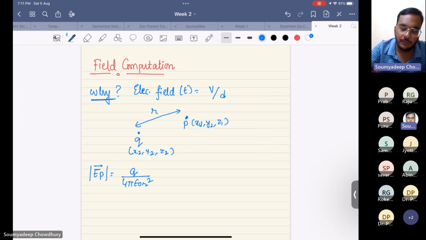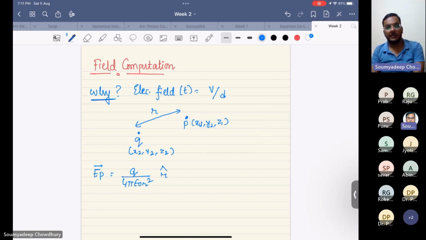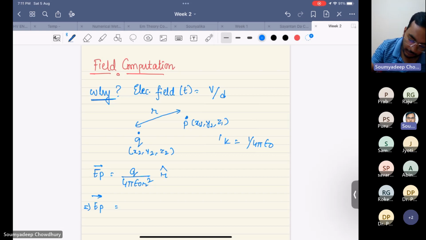And if we want to express it in terms of vector, what will be the answer? We'll be getting unit vector R, R cap, right? We represent it like this. If we try to expand it, I'm representing this 1 by 4 pi epsilon by K, so every time I don't need to write it. So it is KQ by R square into R cap.